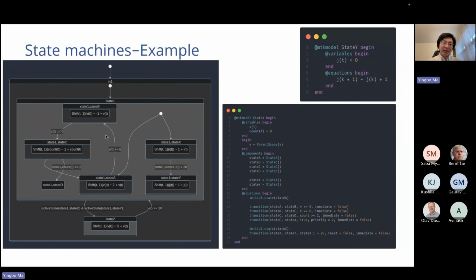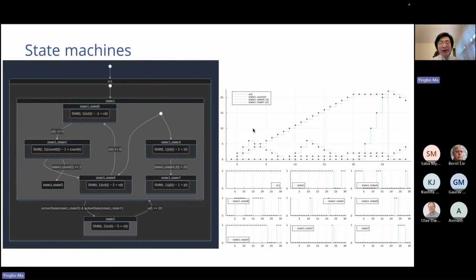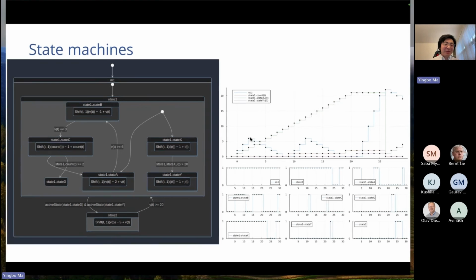So on the left is the visualization for the state machine on the right. And we can also simulate that, and after simulation, we will obtain this plot. And that concludes my talk.